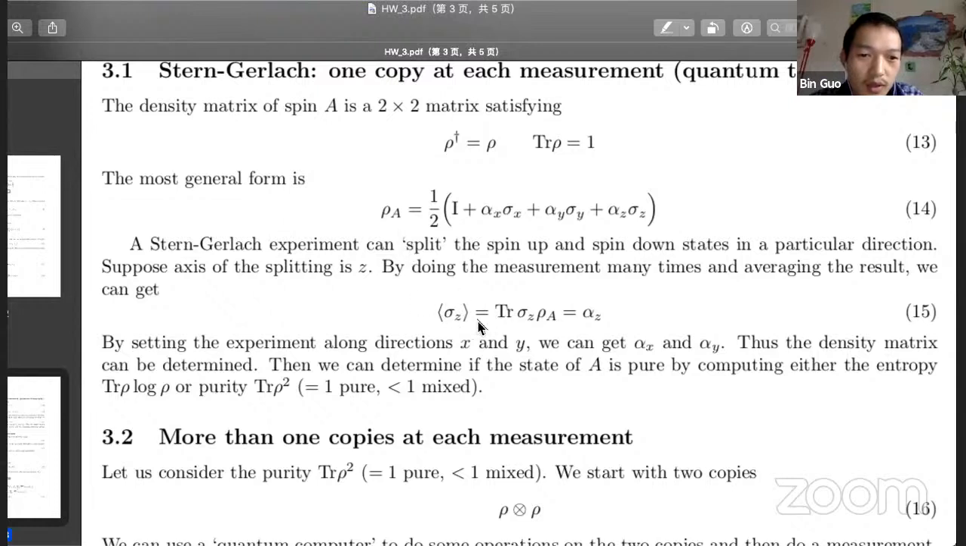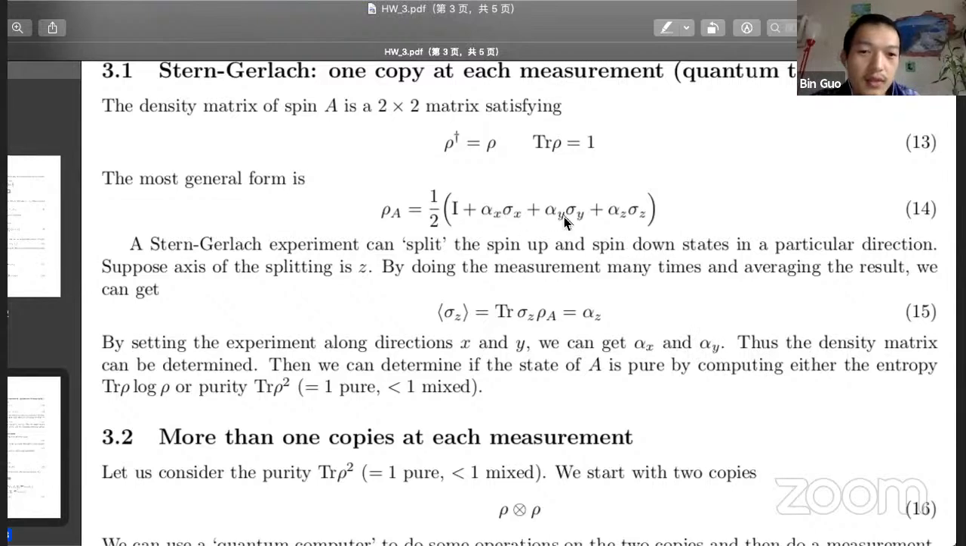The definition of this expectation value is the trace of this operator with the density matrix. If we put the density matrix here, you can see sigma z is traceless, and is also orthogonal to sigma x and sigma y. So the only term remaining is sigma z, and you will get the prefactor alpha z. Then you can do a similar experiment by changing the direction of the measurement. You can get alpha x and alpha y.